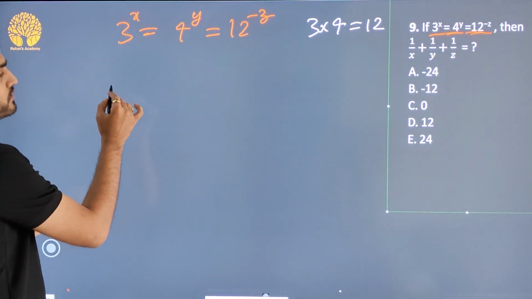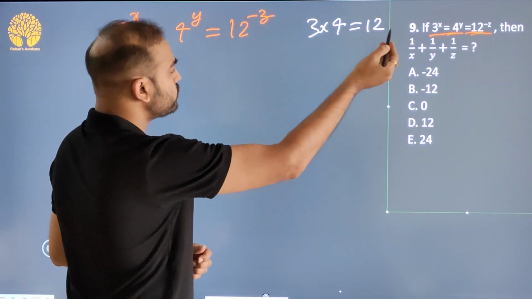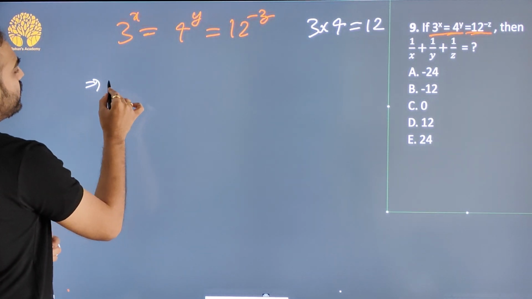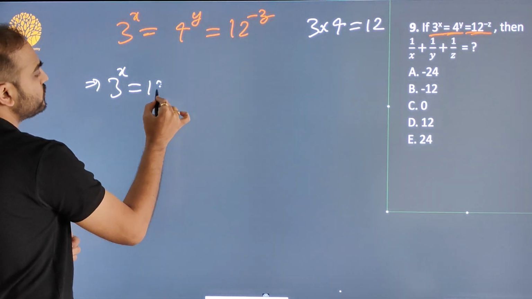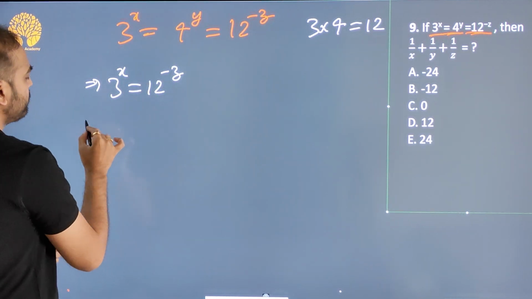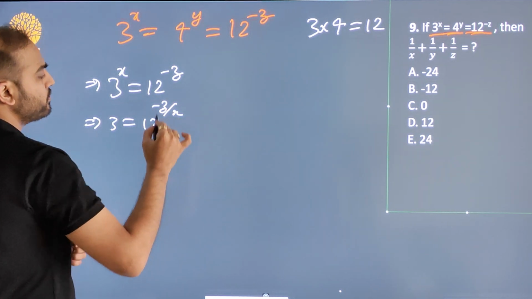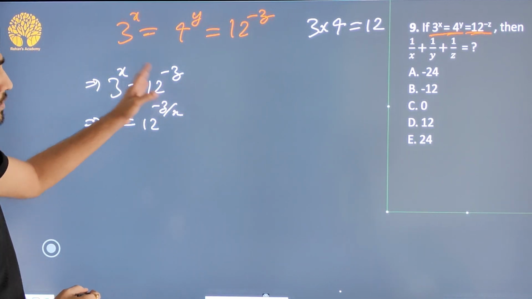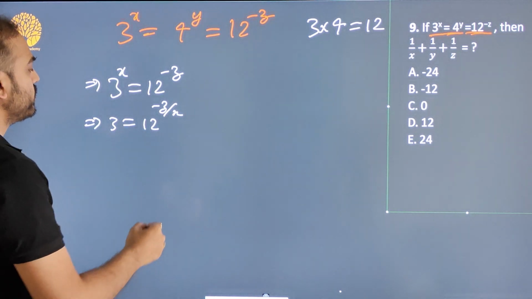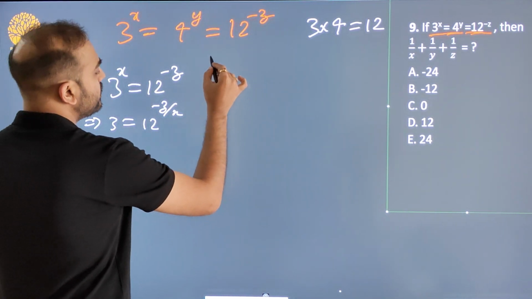Let me find 3 here, right? So that 12 becomes 12. So we are doing 3 power x is 12 power minus z. 3 is equal to 12 power minus z by x, right? The power goes to the other side in power.